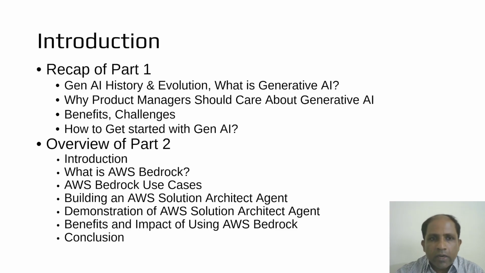I would like to give a quick recap of part one before going to part two. In part one, I introduced what is generative AI and its relevance to product managers. We also discussed the exciting world of generative AI and the potential it has to transform businesses, why product managers should care about generative AI and the benefits and challenges it presents, and how companies can get started with AI and the role of business leaders and product managers in the process.